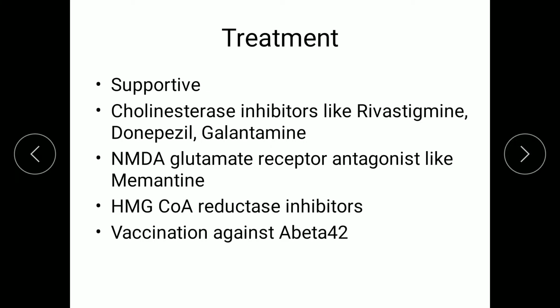Treatment, it is usually supportive, with cholinesterase inhibitors. That is a drug which decreases the destruction of acetylcholine in the nerve terminals. Like rivastigmine, donepezil, galantamine are useful, and NMDA glutamate receptor antagonists like memantine can be used. HMG-CoA reductase inhibitors have been found to be useful, and vaccination against A beta 42, because that is the main culprit. So vaccination against A beta 42 can also be useful.